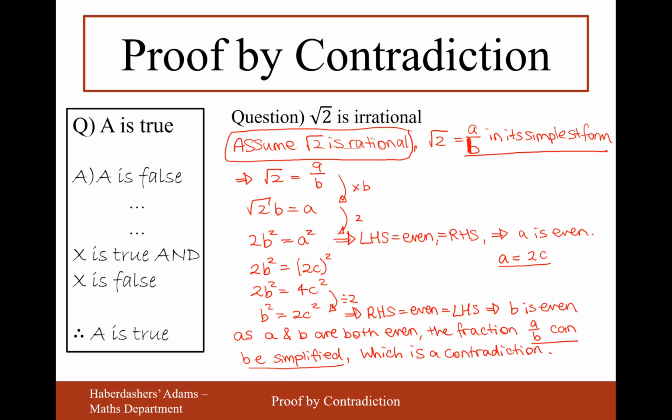So therefore the only thing that I can say is that my assumption must have been false, so therefore the original theorem must be true. Therefore root 2 must be irrational. Because if something like the square root of 2 being rational has led me to this contradiction, then that assumption cannot be true. So it must be the case that root 2 is irrational.